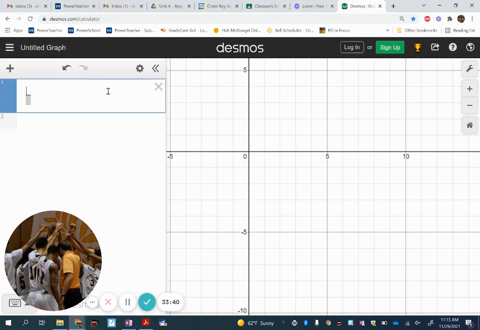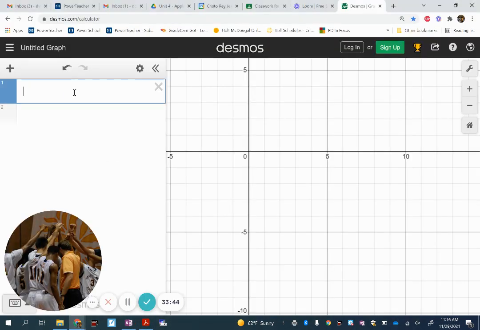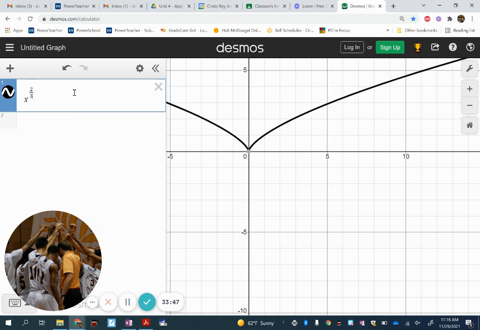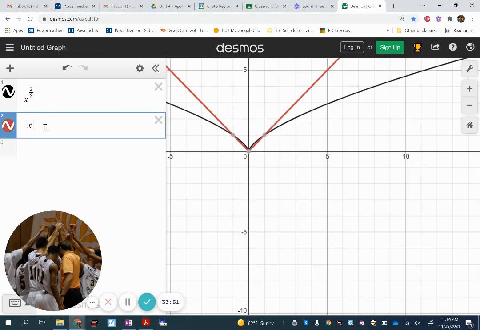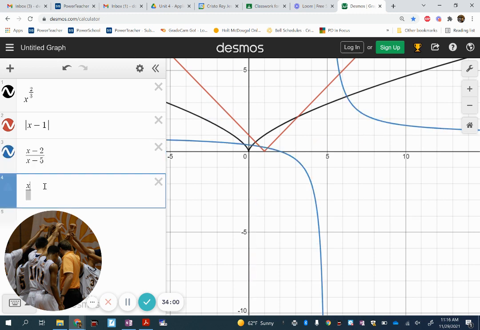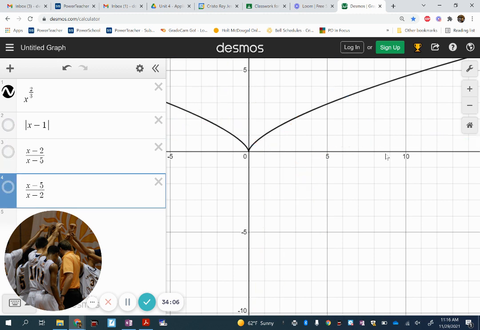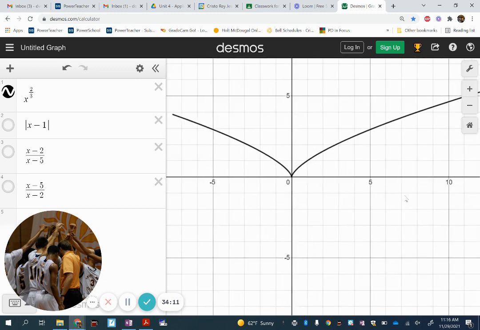All right, so the first one is x to the 2/3 power. I'm going to just type them all in first. Then I have the absolute value of x minus 1. Then I have x minus 2 over x minus 5. The last one is you flip that, x minus 5 over x minus 2. I'm going to go one at a time. Here's the first one. And remember, I'm focusing on -3 to 3.